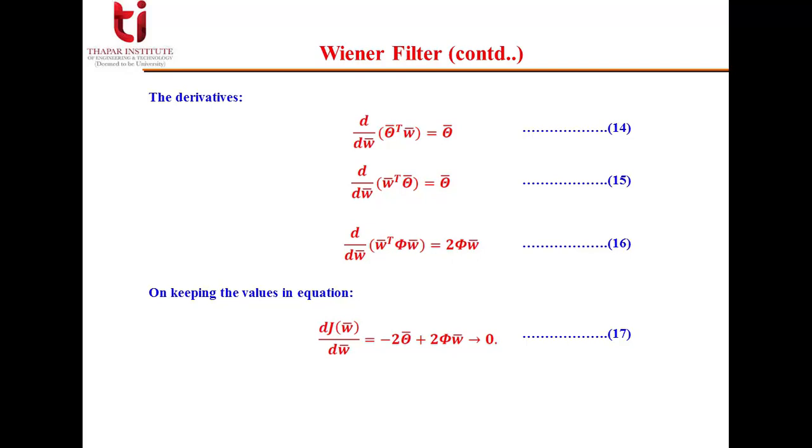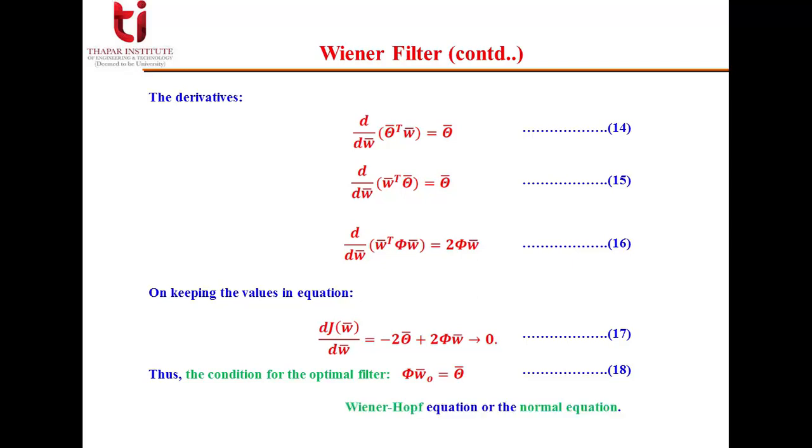Now by keeping it equal to 0, what we get is the condition for the optimal filter, which is nothing but phi W optimal. We are keeping it because if we take this condition, the W weights will now be the optimal weights, so we are representing it with W0 vector, and it is equal to theta. Now what is our motive? We want to calculate the tap weights. So for that, let's see another equation. Also this equation is known as the Wiener-Hopf equation or the normal equation.